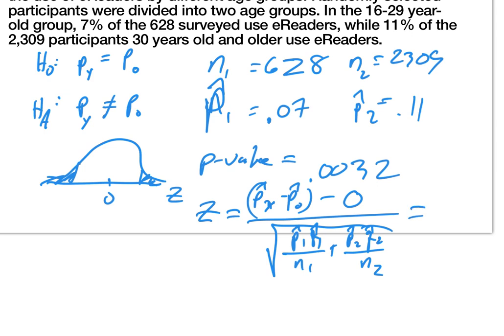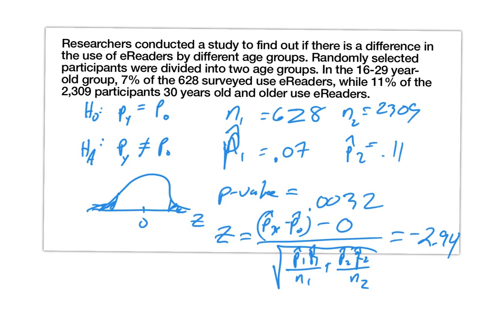And it tells me in StatBlue that the z-score is negative 2.94. So again, the p-value is 0.0032, very, very small. I'm going to reject the null, very easily. I'm rejecting the null and accepting the alternative. There is significant evidence to show that there is a difference between the age groups for those who use e-readers.